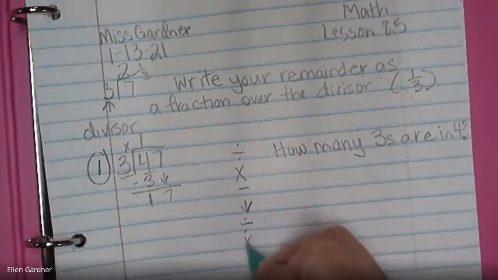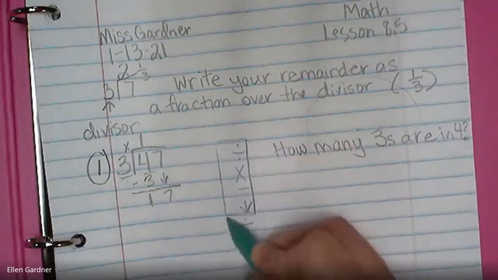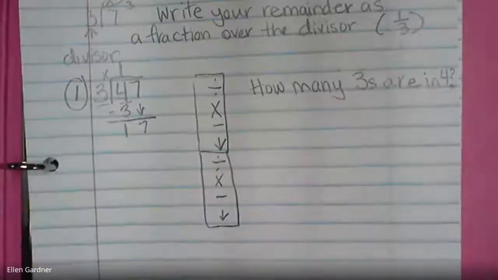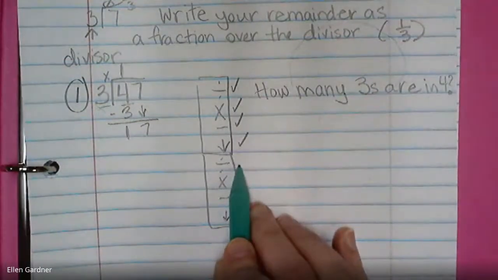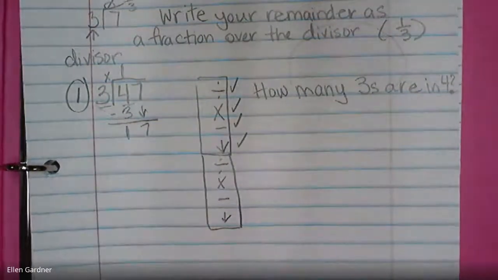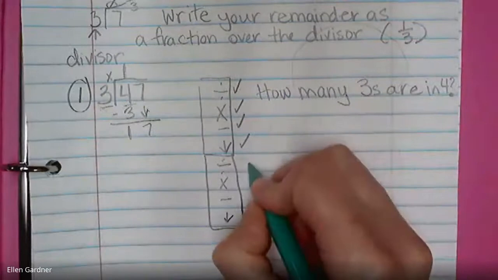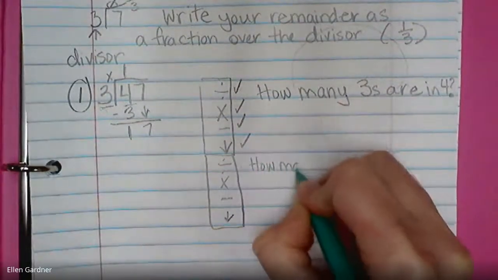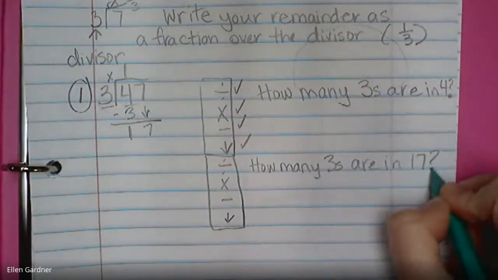I'm going to write out those steps again. If it helps you, you can write them out twice like this and check off each time you finish a step. It's time for us to divide again, and we're going to divide this 17 into 3 groups. Does 17 divide evenly into 3 groups? No, we don't have that as a flashcard. 3 times something equals 17. So we're going to ask ourselves, how many 3s are in 17?